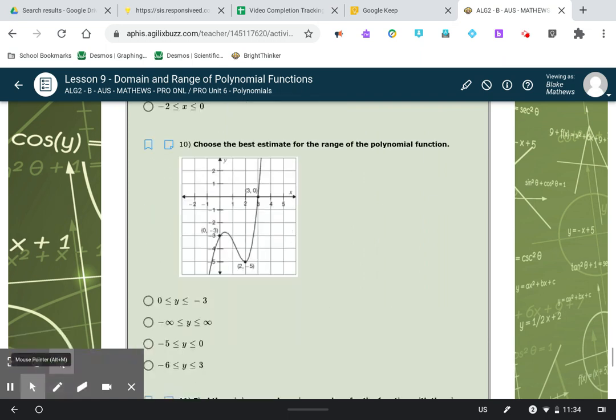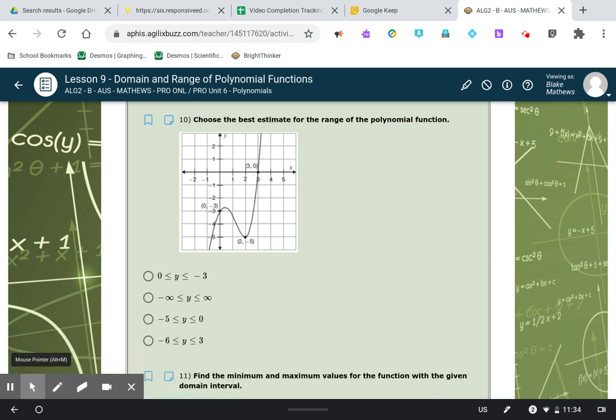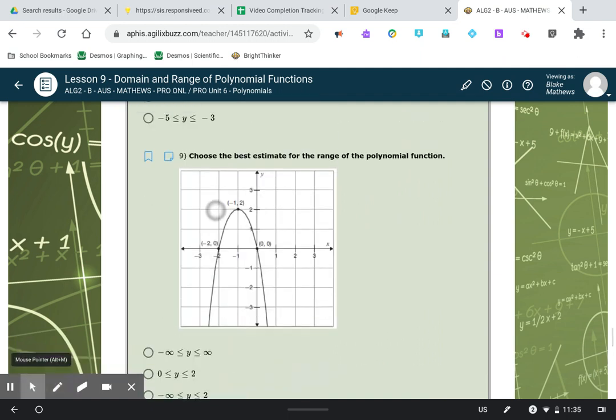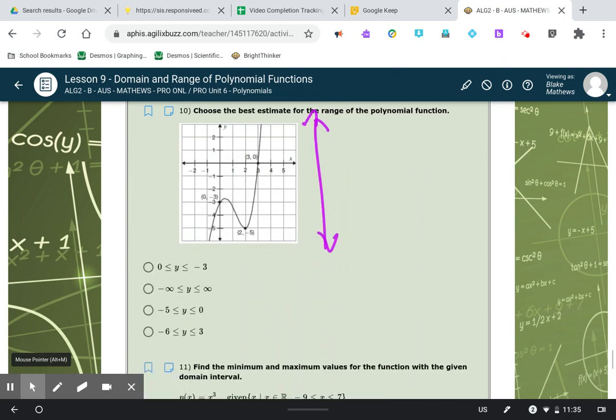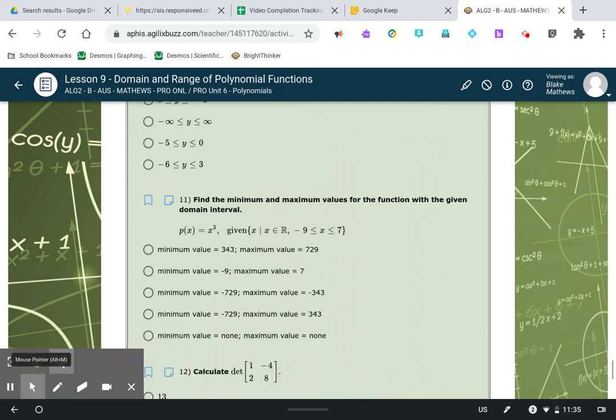All right. Number 10, similar idea. Look at the range. Now, if we look at the range and we look to see if there's any place on the graph, like on the last one, there was a stopping point. It didn't go beyond 2. Whereas in number 10, we don't have that issue. This end of the graph goes down, this end of the graph goes up. So that should tell you what the range would be based on what we talked about earlier. If there are no upper or lower limits, we're dealing with infinity, positive and negative.